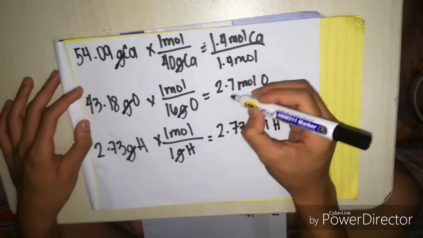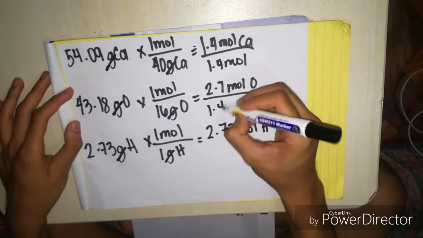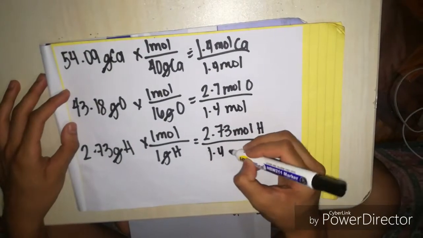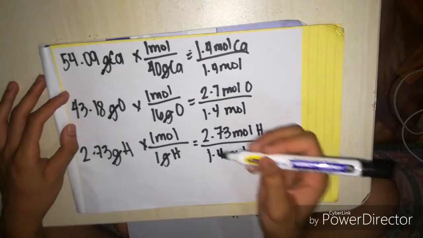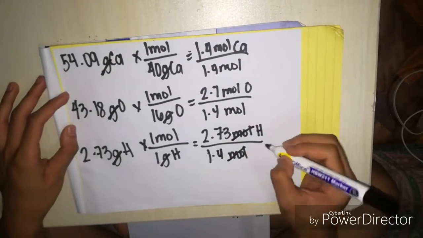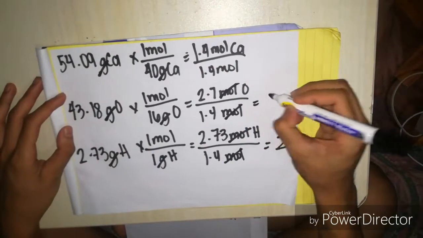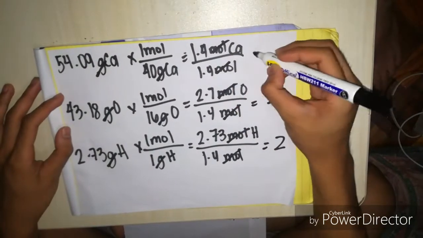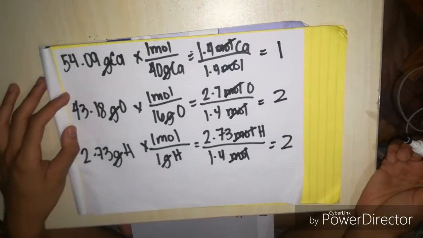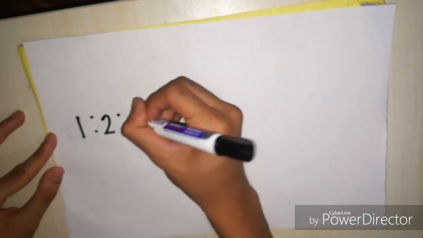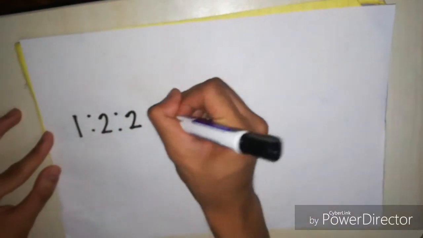Divide each by the smallest number of moles. Since the smallest number is 1.4, we'll use that. 2.73 divided by 1.4 is equal to 2. 2.7 divided by 1.4 is equal to 2, and for the calcium, we'll get 1. So the ratio is 1:2:2.